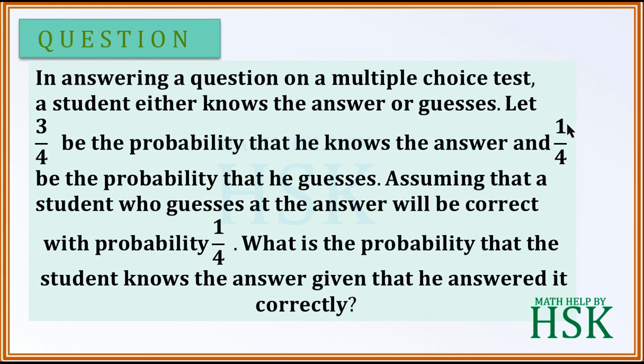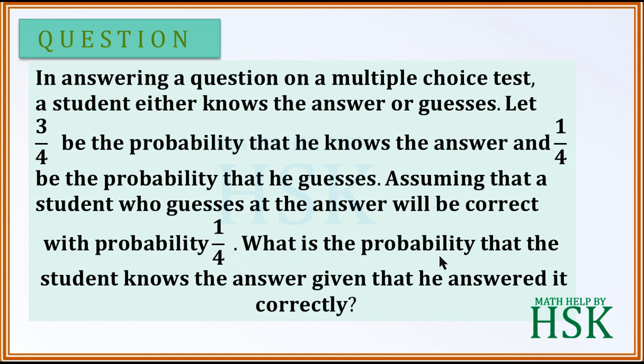So the probability that he guesses an answer would be 1 by 4, and the probability he answers it correctly is also 1 by 4. There could be confusion at this point, so I have cleared it.